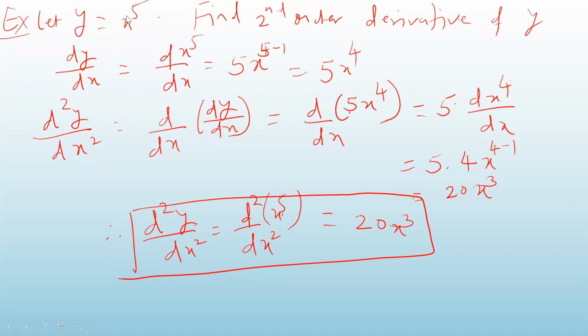Okay. So y is x raised to 5. Find its first order derivative, that is dy by dx. Y is x raised to 5. What is the derivative of x raised to 5? It is 5 into x raised to 5 minus 1, that is 5 into x raised to 4. So this is what we got as the first order derivative.